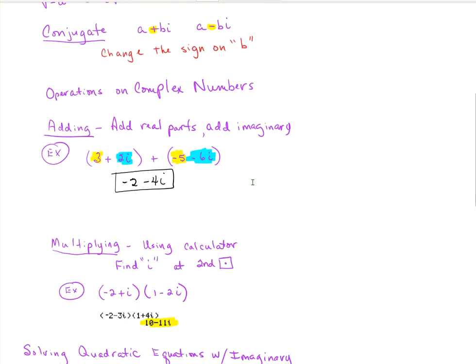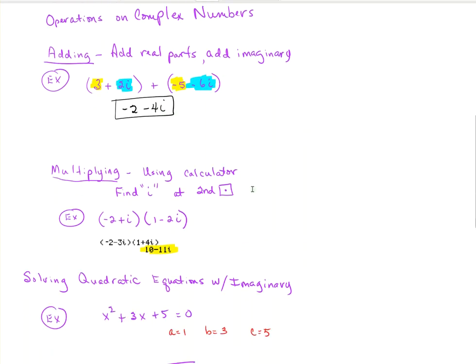All right. Now, operations on complex numbers. When you're adding or subtracting them, you deal with the like parts. So in other words, in this problem here, we have the real parts I've highlighted in yellow and the imaginary parts in blue. So 3 plus a -5 is a -2. 2i minus 6i is -4i.